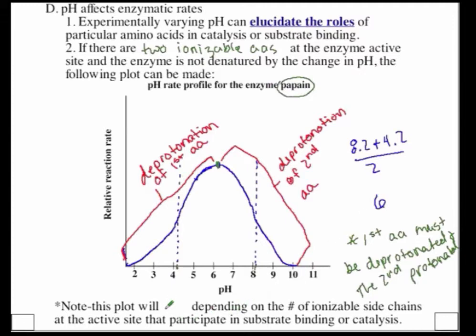This plot, of course, is going to vary depending on the number of ionizable side chains. If we're looking at something that has 4 or 5 different important ionizable R groups at the enzyme active site, we won't see such a nice curve giving away its optimum activity based on just the 2 amino acids. And so here this is partly made nice because there are 2 ionizable side groups, just the cysteine 25 and the histidine.